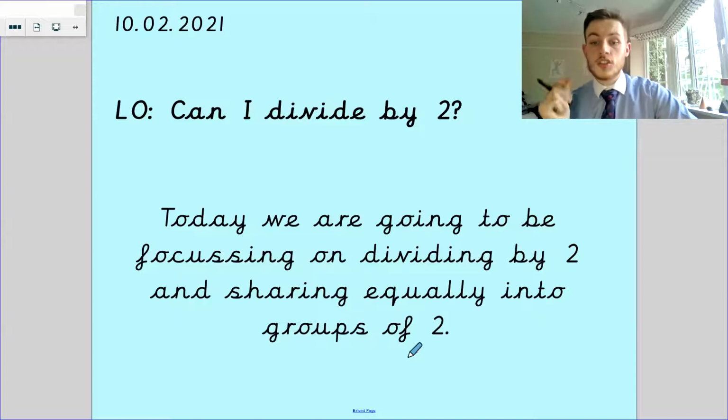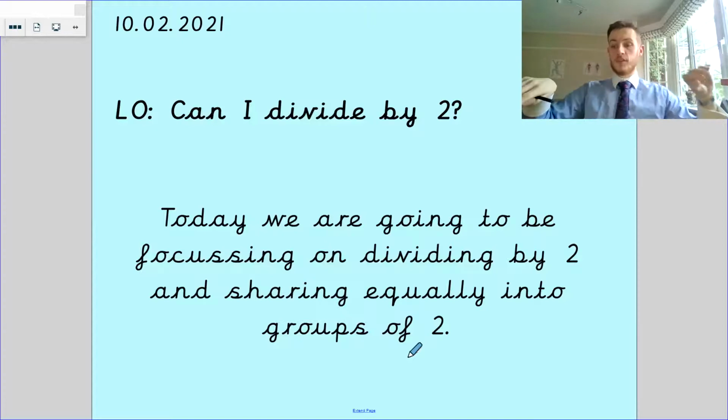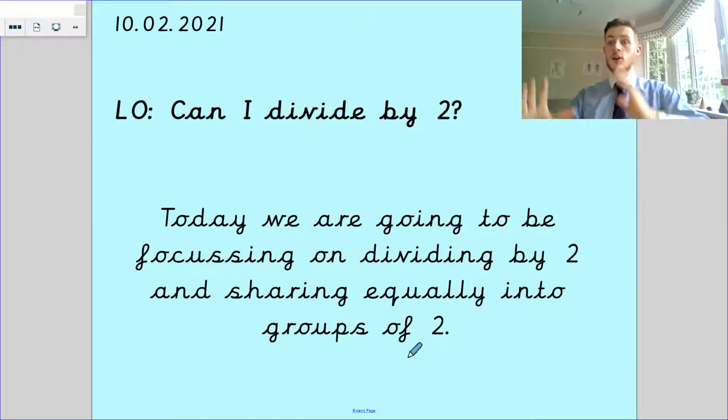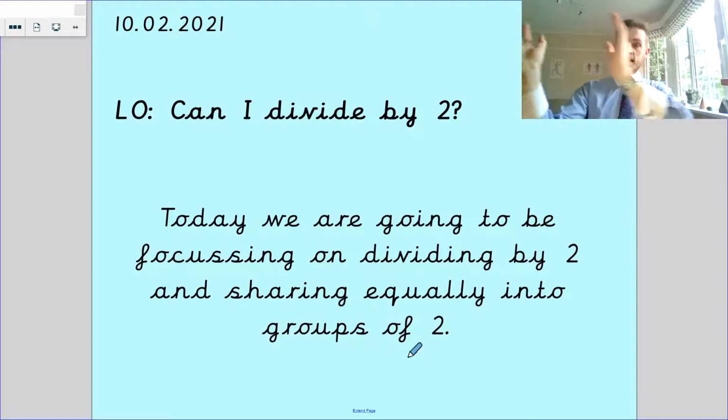We're going to be focusing on dividing by 2, sharing groups equally, or grouping in 2s. Now we've looked at both. We've said sharing is where you go 1 for you, 1 for you, 1 for you, 1 for you. And grouping is where you go, I'm going to take 2, put it over there. Take 2 and put it over there. Take 2 and put it down there. And how many groups do I have?